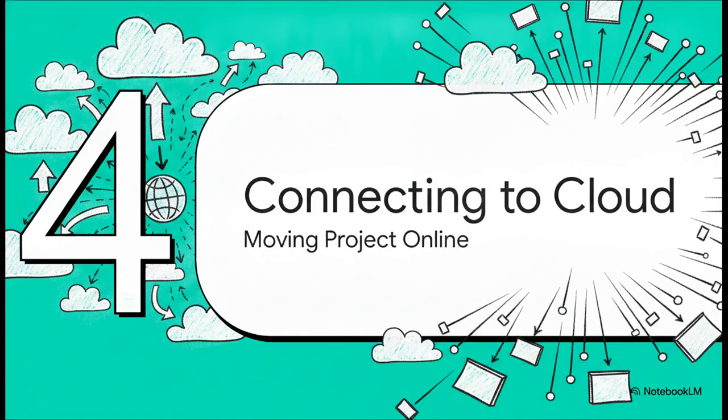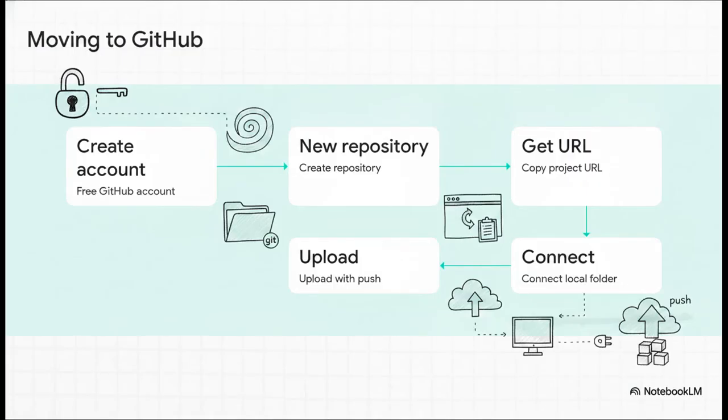Moving right along to part 4, connecting to the cloud. Let's get your project online. Now we'll move online and see how GitHub allows you to securely store and share those local snapshots we just learned how to take. First things first, you'll go to github.com and create a free account. Once you're signed in, you'll just click a button to create a new repository.